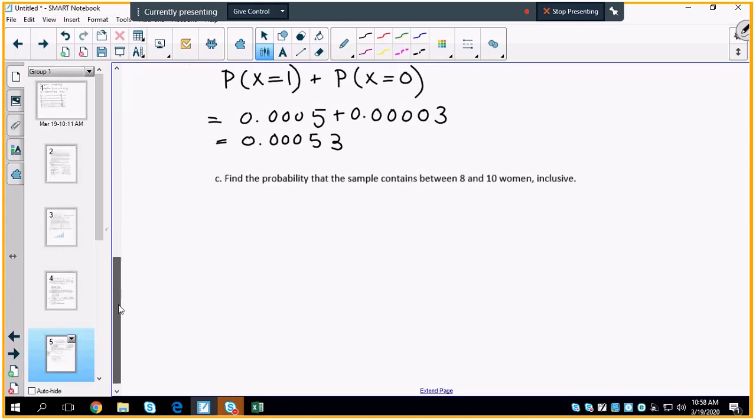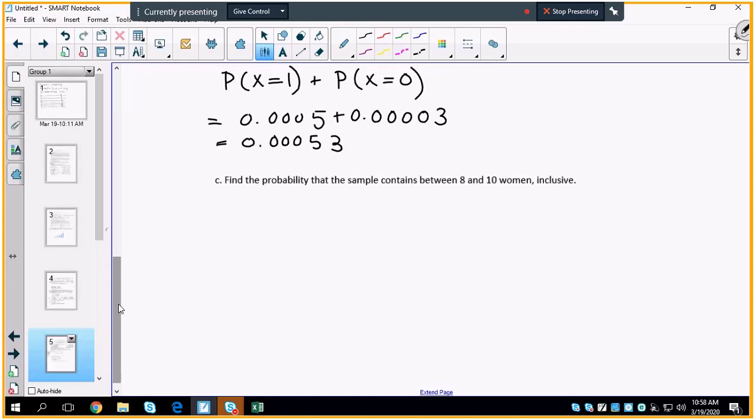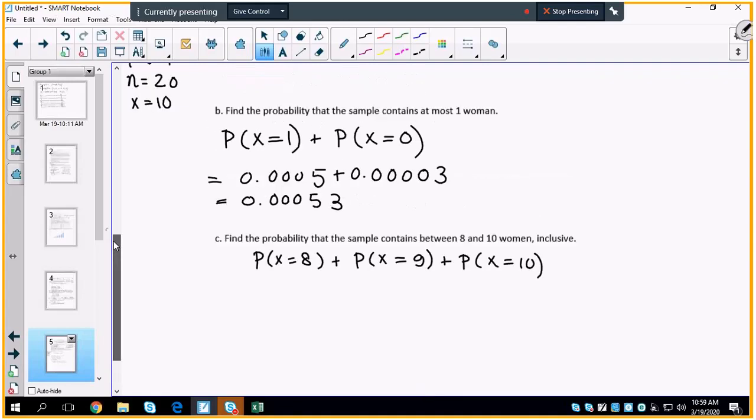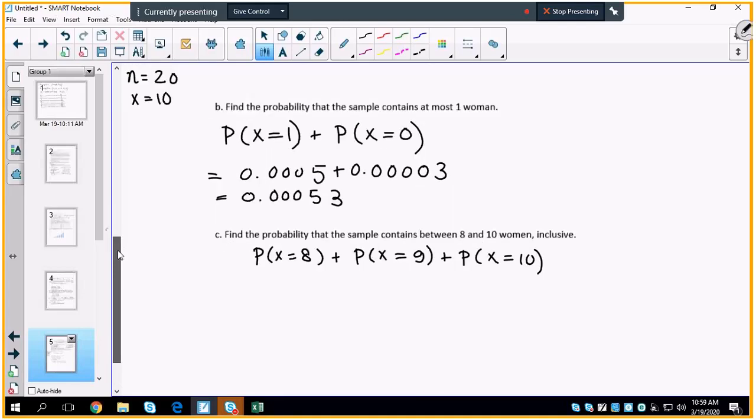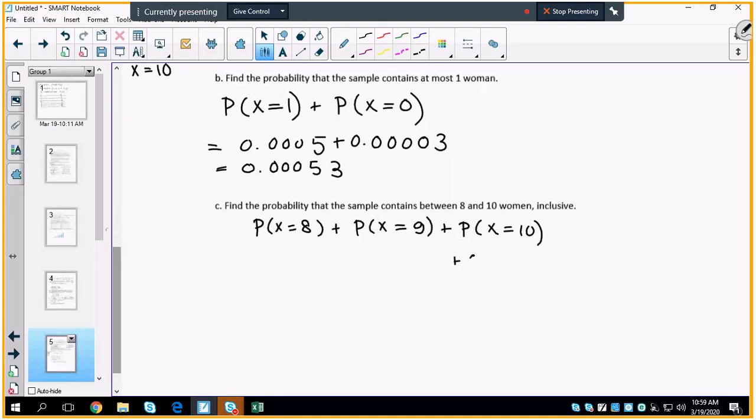How about the probability that the sample contains between 8 and 10 inclusive? So this time I'm asking you to find the probability of x equal to 8 plus the probability of x equal to 9 plus the probability of x equal to 10. Remember, I did the 10 situation already, and we found the value as 0.1171. So let's do it for 8 and 9.